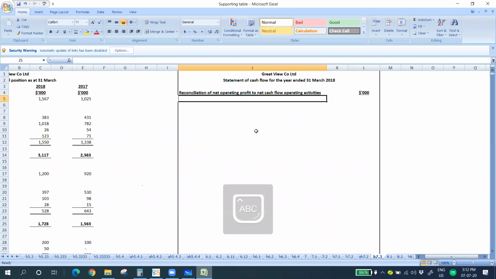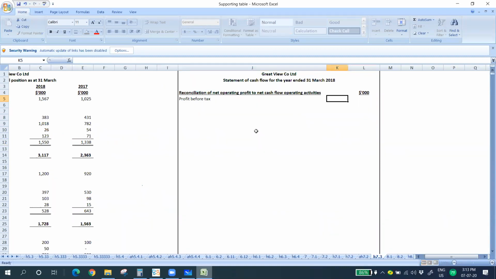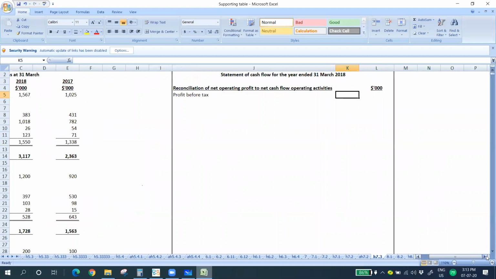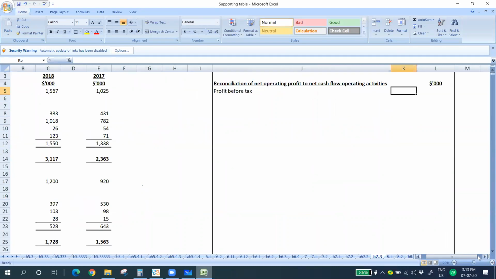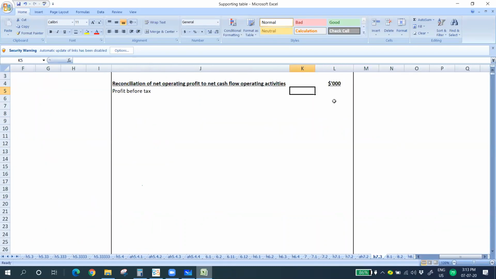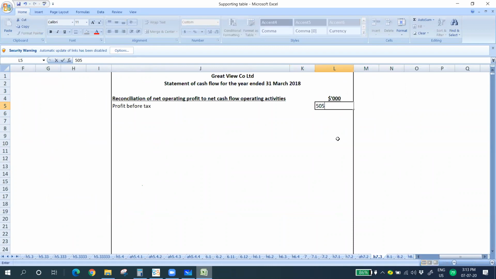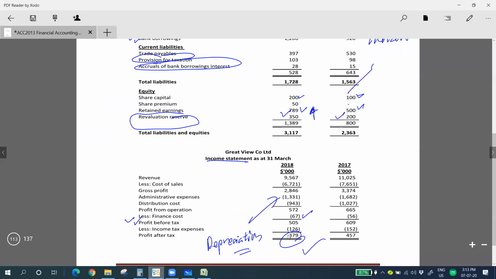So we start from profit before tax. Profit before tax during the year is 505. Where do I get this information? From the income statement here. 505.